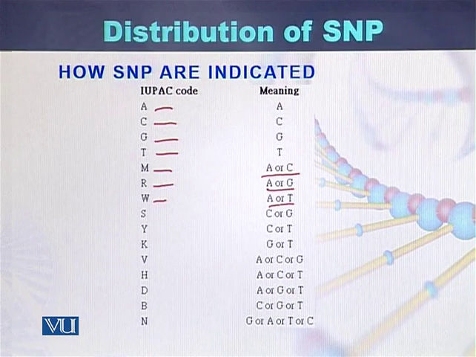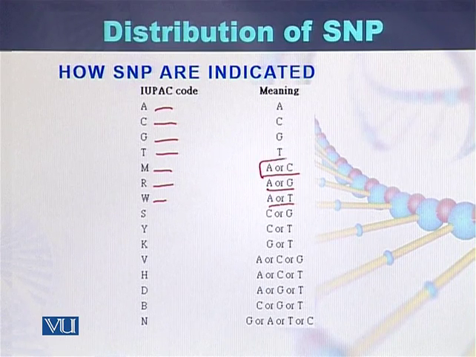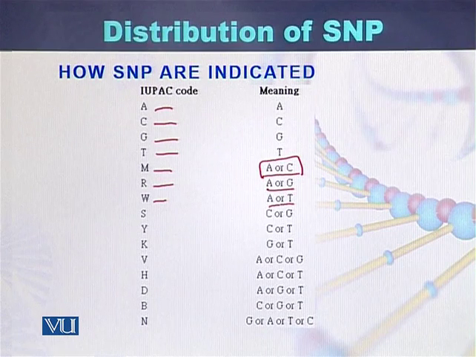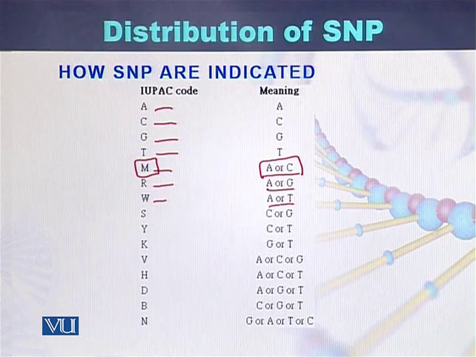So this is the pattern for how to mention a change when one nucleotide is replaced by another nucleotide. Again take the example of A and C. If there is A or if there is C, we can write in that place the English letter M. So M is represented either by A or by C.